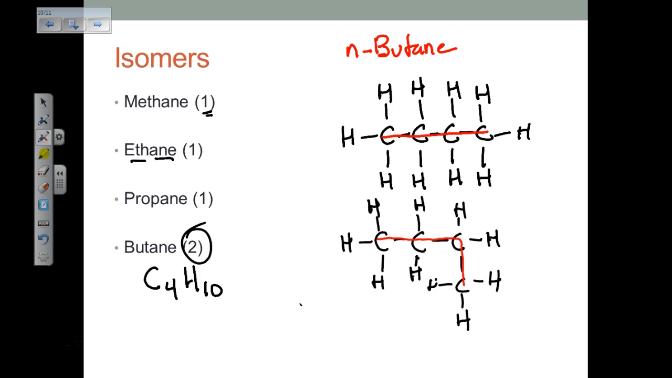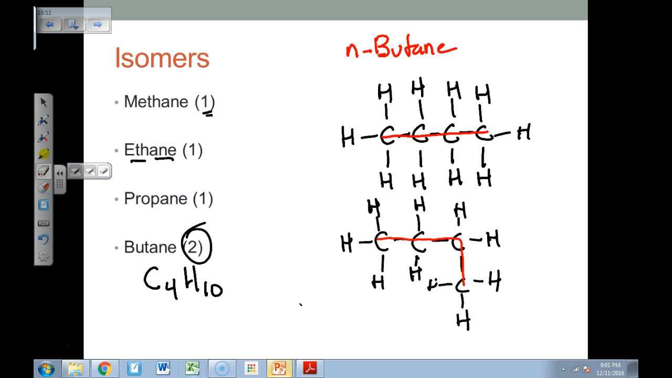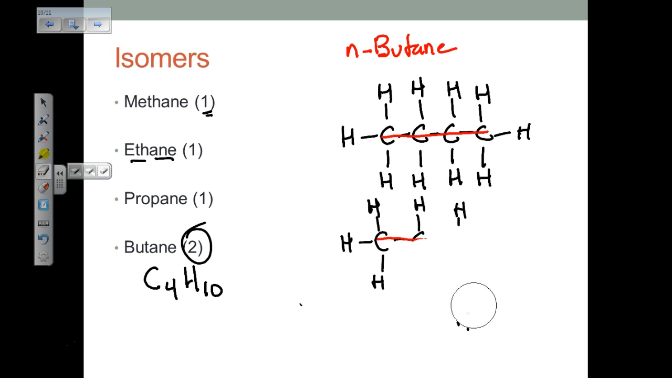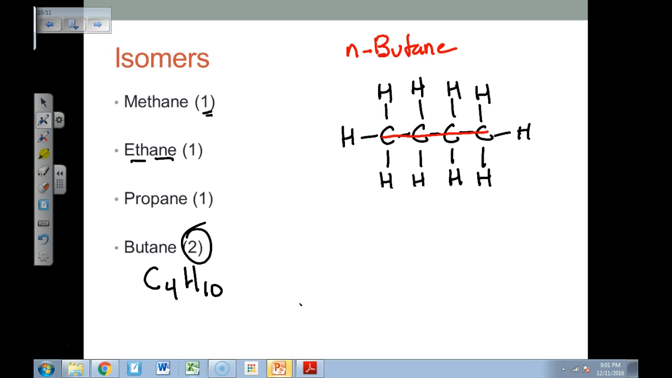Well, let's count the longest carbon chain. 1, 2, 3, 4. The longest carbon chain in a row is still 4. So that's going to be 4 in a row. That's going to be N-butane. That's still N-butane no matter what. So here's how I determine what the structural isomers are. Since there's only ever going to be one N-alkane in the family, there's only one N-butane, and propane, pentane and hexane all down the line.